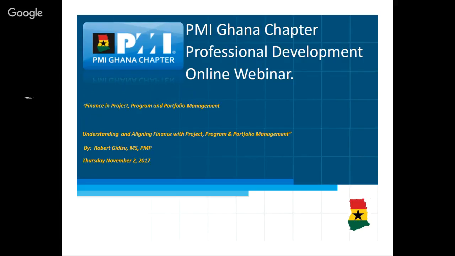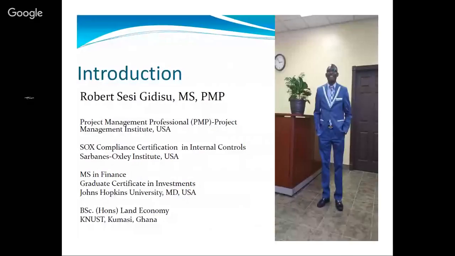Let me start by introducing myself. As you see me, unfortunately, I cannot show the video today, so I will go right away to the introduction. My name is Robert Sasi Gidisu, and I am PMP certified. I had my PMP in September 2008. I am also holding a certification in SOX compliance in internal controls from the Saban Osley Institute. I hold a master's in finance from the Johns Hopkins University, Maryland, USA. I hold a graduate certificate in investment from the same university. I am also a product of the Land Economy Department in Kwame Nkrumah University of Science and Technology in Kumasi.